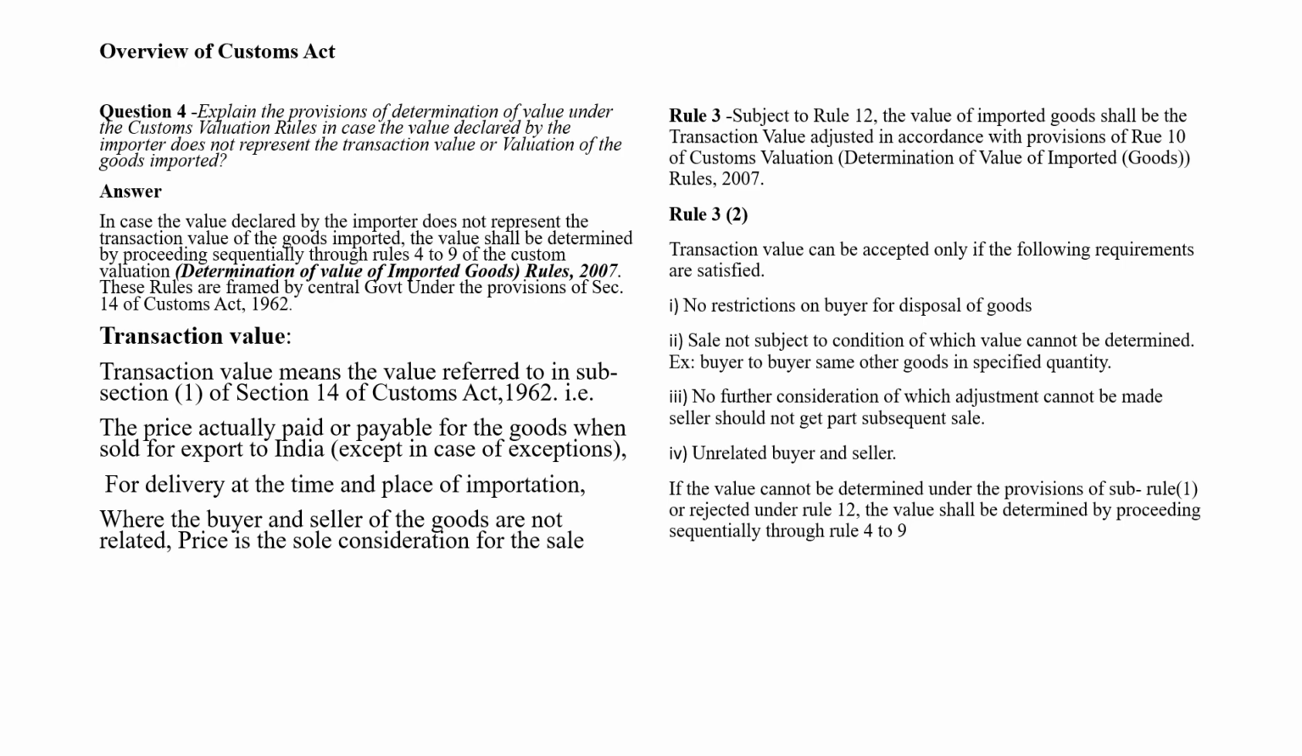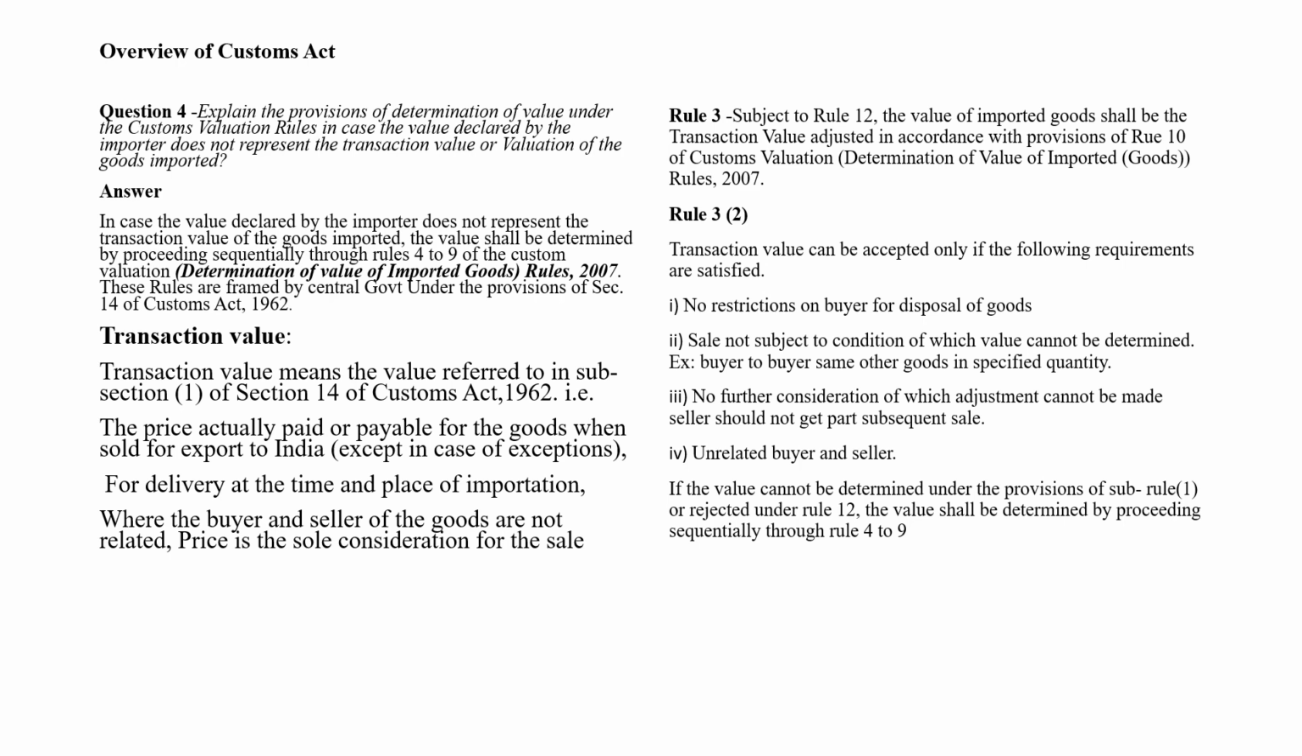That is, the price actually paid or payable for the goods when sold for export to India, except in case of exceptions for delivery at the time and place of importation, where the buyer and seller of the goods are not related, meaning unrelated. Price is the sole consideration for the sale. Very important, two things. First thing is buyer and seller should be unrelated. Second thing is that the price is sole consideration for the sale.